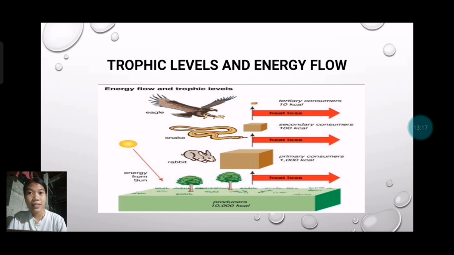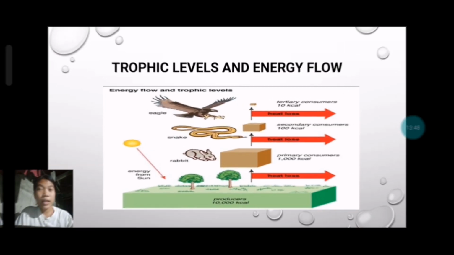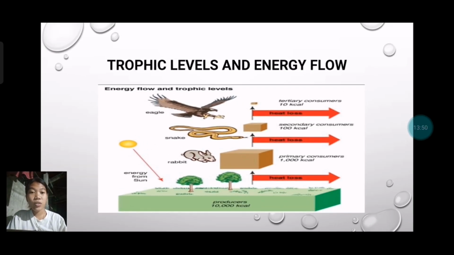Energy decreases as it moves up trophic levels because energy is lost as metabolic heat when the organisms from one trophic level are consumed by organisms from the next level. Trophic level transfer efficiency measures the amount of energy that is transferred between trophic levels. Next, let us proceed to the nutritional relationship in ecology.